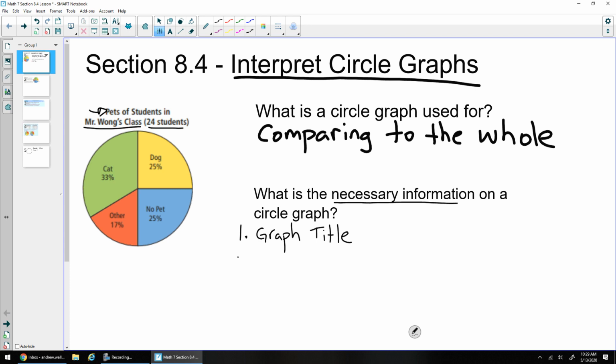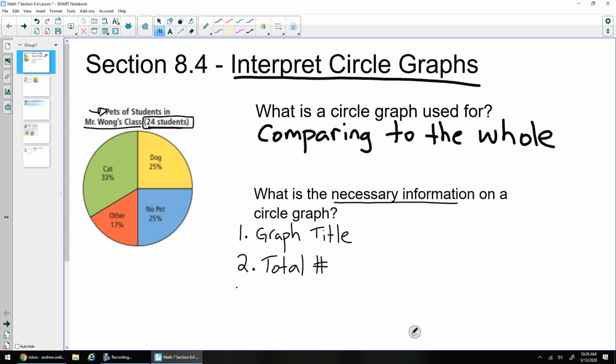The second thing you have to have is the total number. The total number here is the 24 students. You need to show that because it allows you to find more detailed information from what the circle graph is showing you. It also tells you, for example, we don't know if maybe Mr. Wong's class only has 8 kids or something, and then that tells you something else. So it's important to have the total number in there.